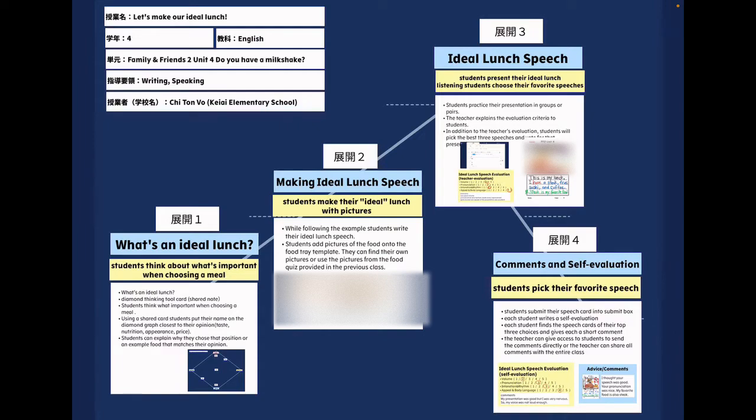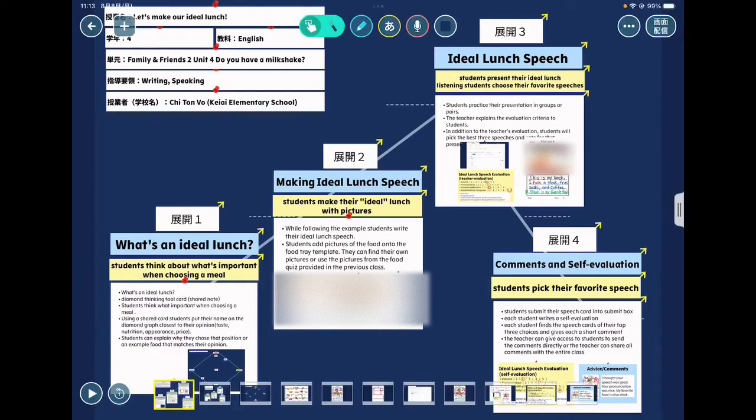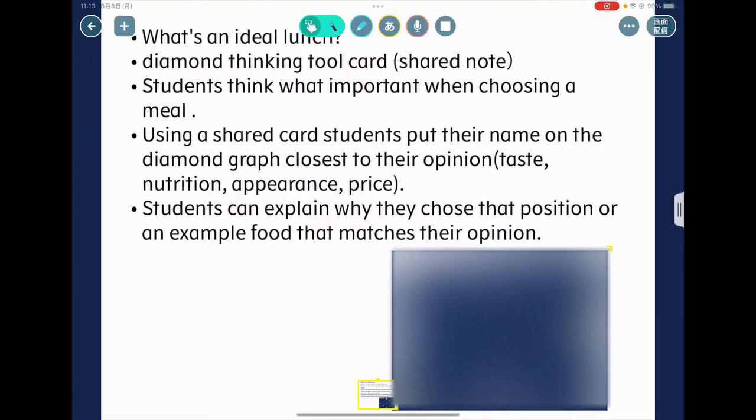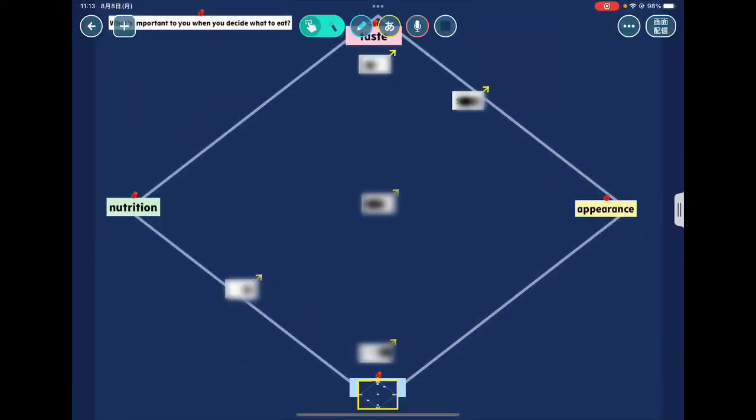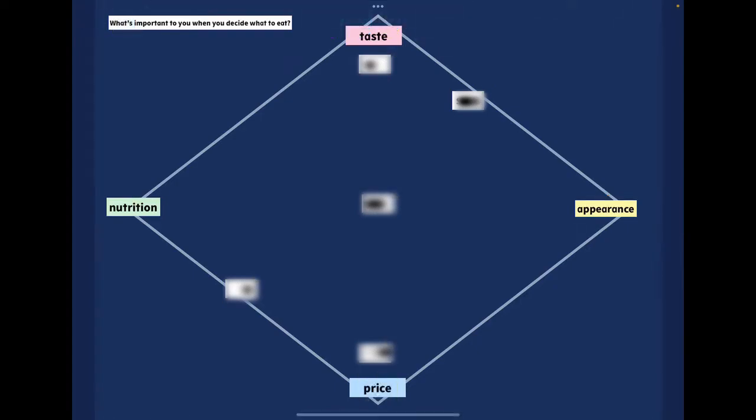The first part is I have the students think about what is an ideal lunch. Especially younger students, they probably would only think about the taste of the food. So if you do not ask them what they think about when they decide what to eat, many students would probably choose cake, ice cream, hamburgers, potato chips, a lot of junk food. I don't think that's interesting for this lesson.